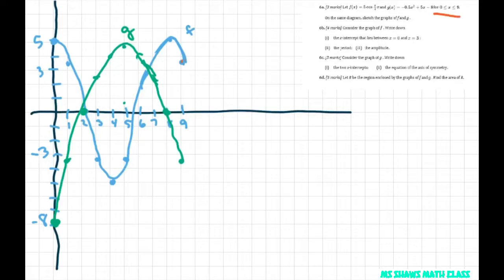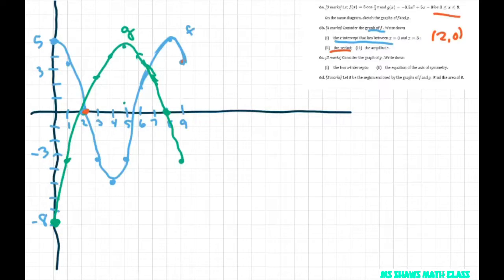All right, so here are the two graphs, and we need to write down, for the graph of f, which is the blue one, the x-intercept. So that lies between 0 and 3, so it's right there for the blue one. So that's 0, 2, or 2, 0.